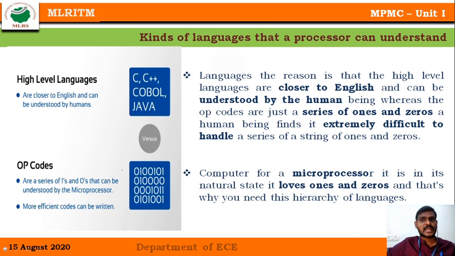High level languages are very close to English and can be understood by human beings, whereas opcodes are just a series of ones and zeros, which a human being finds extremely difficult to handle. A microprocessor, in its natural state, loves ones and zeros, and that's why we require these high level languages.